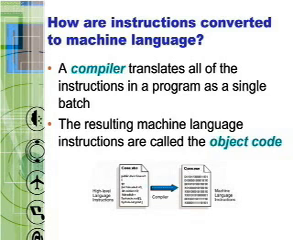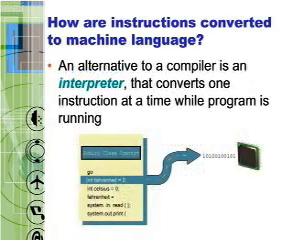A compiler translates all of the instructions in a program as a single batch, and the resulting machine language instructions, called object code, are placed in a new file. Most of the program files on a distribution CD for commercial software are compiled so that they contain machine language instructions that are ready for the processor to execute. As an alternative to the compiler, an interpreter converts one instruction at a time while the program is running. An interpreter reads the first instruction, converts it into machine language, and then sends it to the microprocessor. After the instruction is executed, the interpreter converts the next instruction, and so on.